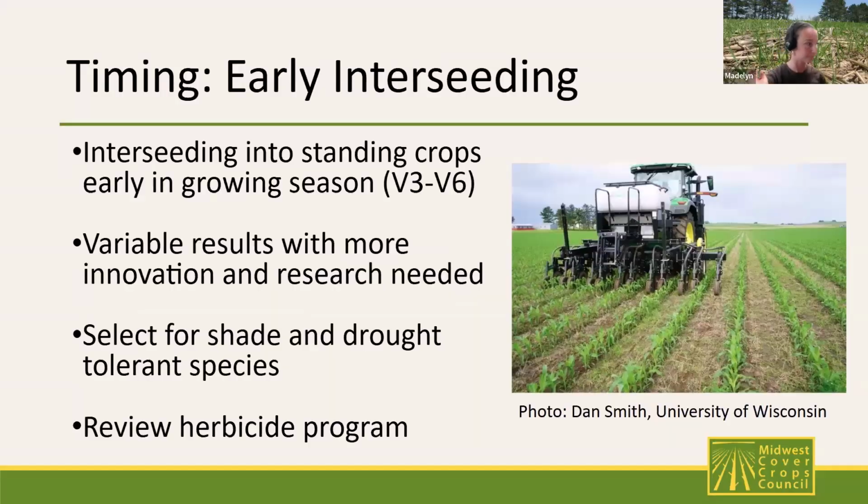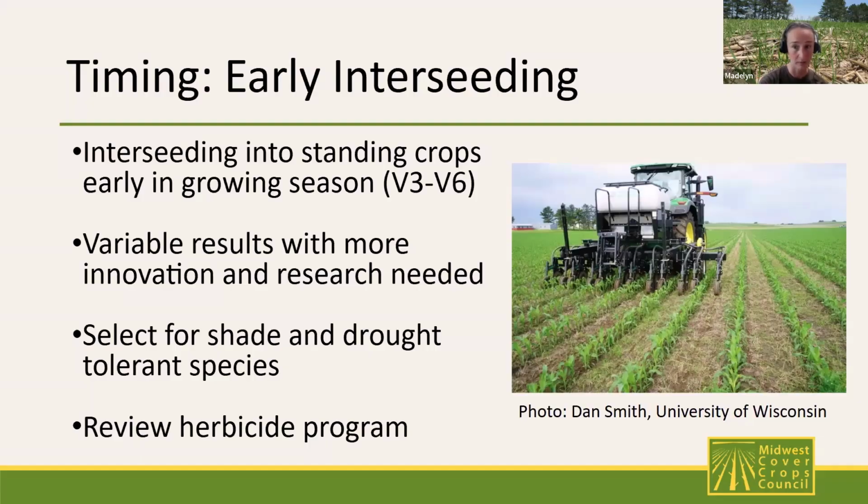Next, timing would be early interseeding. So when I say interseeding, I mean seeded into a standing crop. We've got kind of two windows that we think about when we talk about interseeding. One would be early. So in the case of corn, we're talking V3 to V6, V7, kind of when you can drive over the crop really. It's generally not recommended in soybeans, but pretty popular in corn.